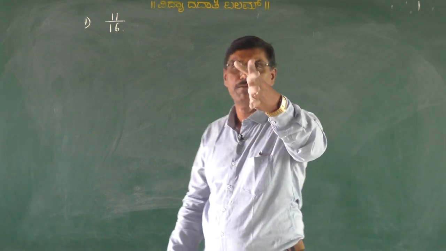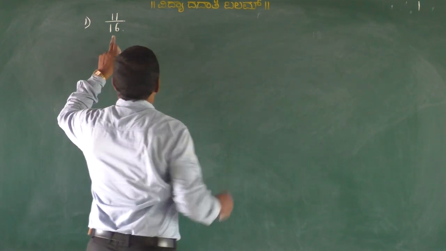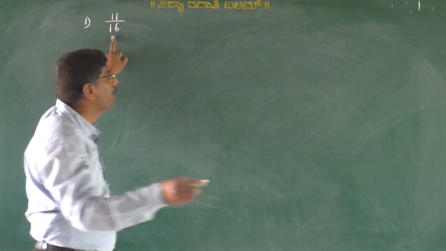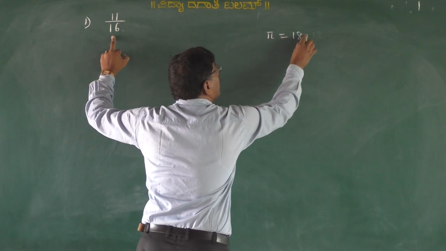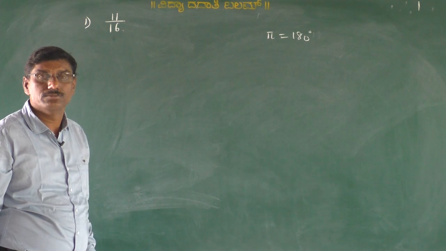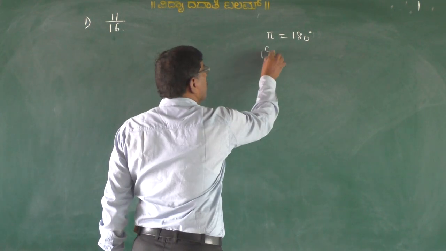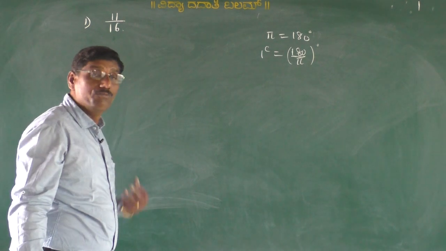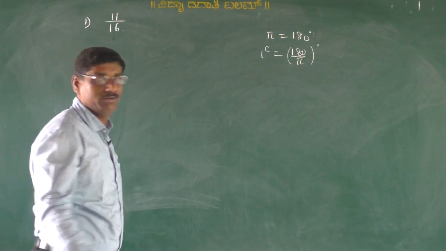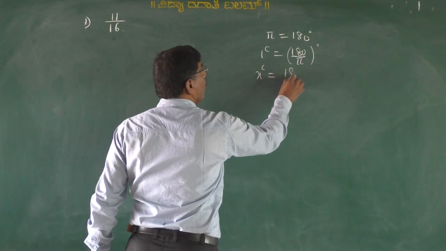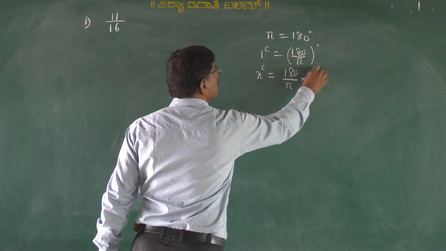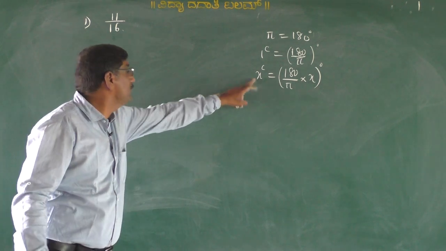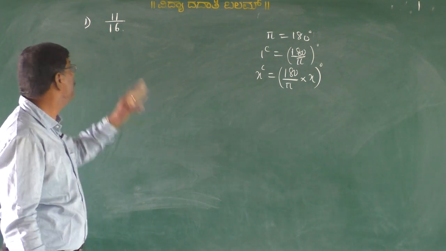How? See, this is the conversion of radians into what? Degree, isn't it? Radians into degree. That means we have pi is equal to 180 degree. One radian is equal to 180 by pi in degrees. We want some x radians. That is, x radians is equal to 180 by pi into x. This whole thing is in degrees. Are you understood? Now in the place of x, here 11 by 16.